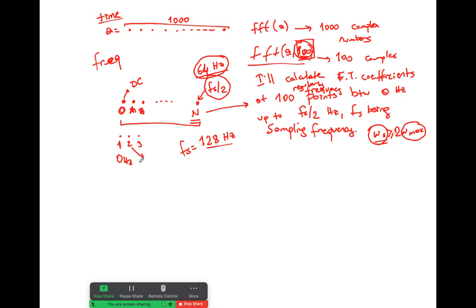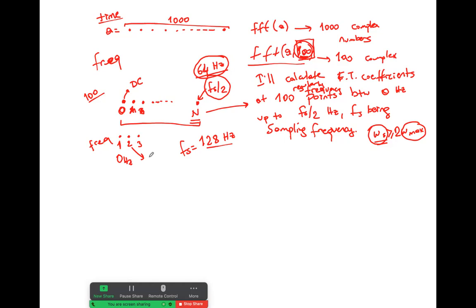How about this one? If I have 100 numbers, arkadaşlar, if I have 100 such points between 0 and 64 Hertz, what is this second data point in my frequency domain? In my frequency domain, the second point, at which frequency value will I calculate my FFT coefficient? 1.28. 0.64.